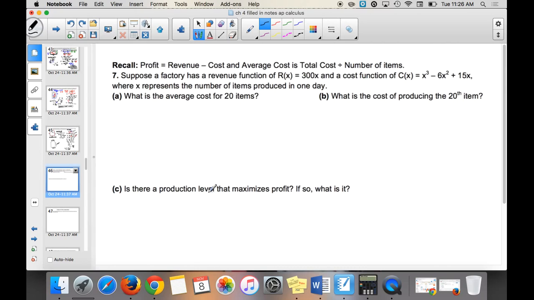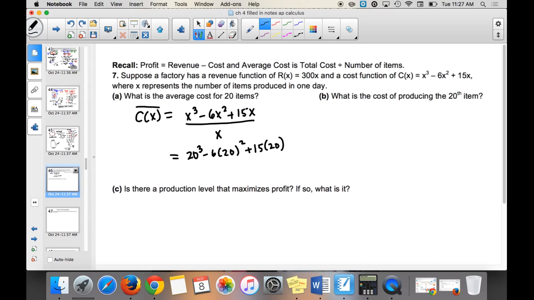Do you guys remember how I wrote average cost? I like saying it, C bar. Do you guys remember that? That's how we read it, C bar. So we take our total cost, which was our x cubed minus 6x squared plus 15x, and we divide by the number of items, and our number of items is x. So we're finding the average cost for 20 items, so we're going to plug in 20. So we're going to have 20 cubed minus 6 times 20 squared plus 15 times 20. That would be the total cost for 20 items, and we divide by the number of items.